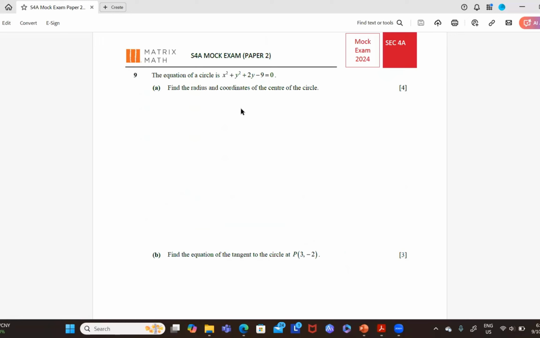Okay, question 9. Find the radius and coordinates of the center of the circle. So this one, you just do completing the square. So it's x squared plus 2x plus y squared minus 9 equals to 0. This is x squared plus y squared plus 2y minus 9 equals to 0.